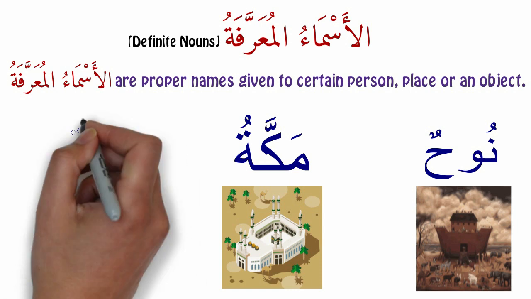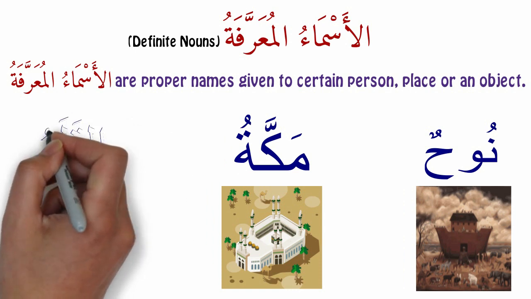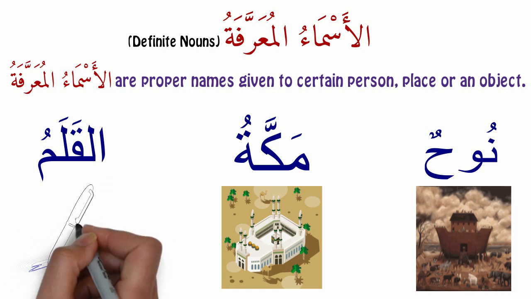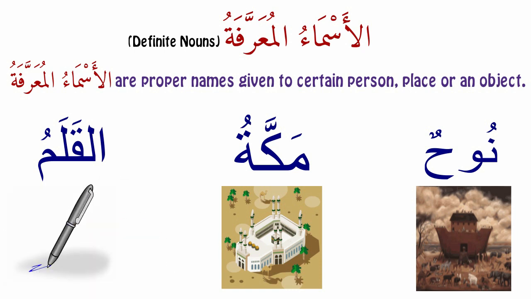And if I said Al-Qalamu, okay, so I'm talking about a specific pen. Al-Qalamu means the pen. So I'm talking about a specific thing. In opposite, if I said Qalamun, only Qalamun, it will be Nakira because it's not specific. But these names, Nuhun, Makkatu, Al-Qalamu, are specific, or Asma'un Mu'arrafa.